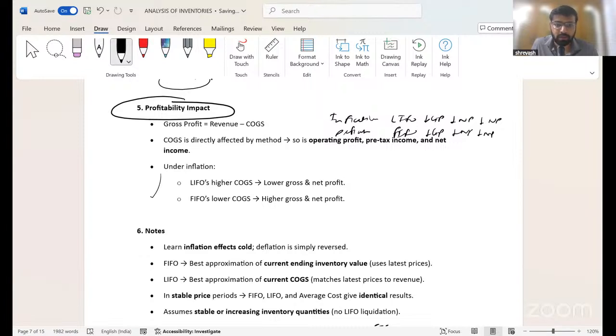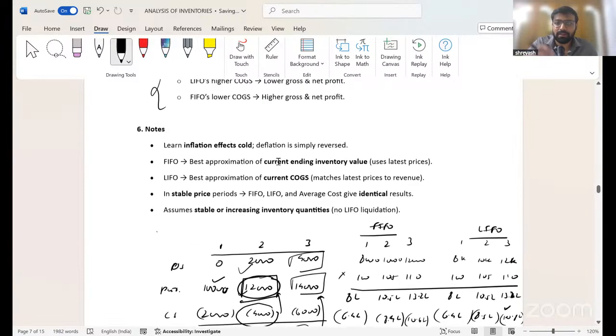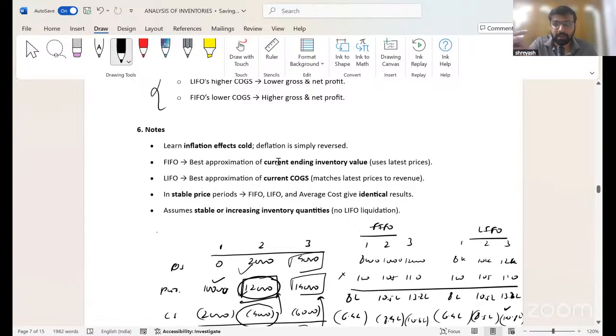So this is what they're talking about. Of course, you have to understand this fact, that the quantities are stable or increasing, right? Because if that is not the case, what happens? I will explain to you guys.